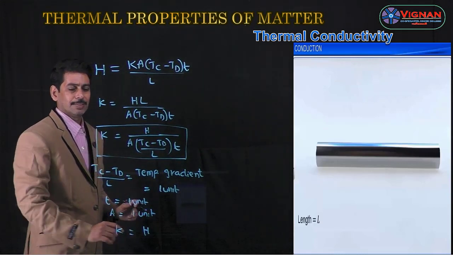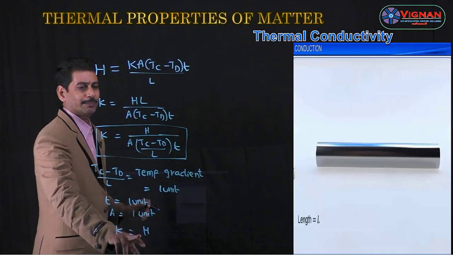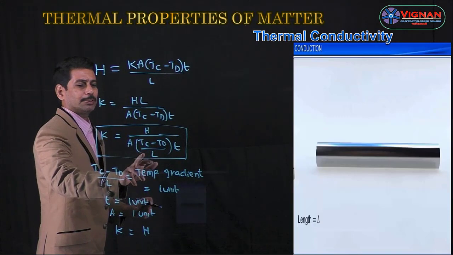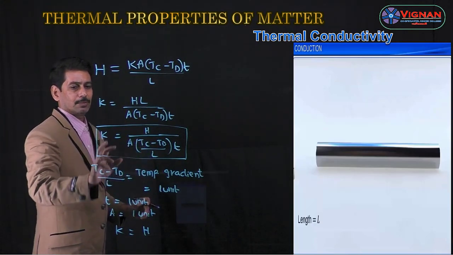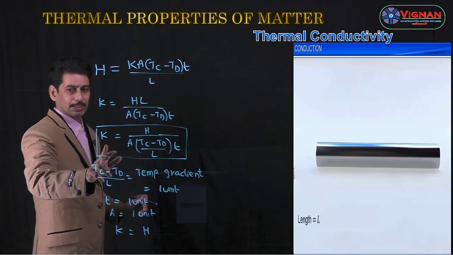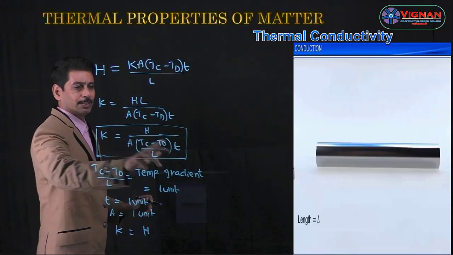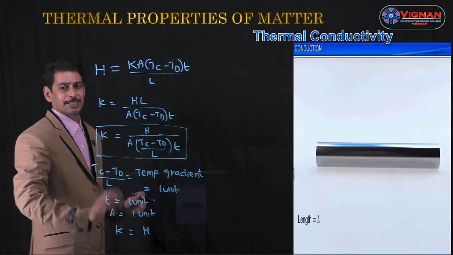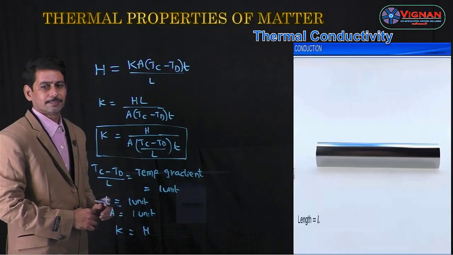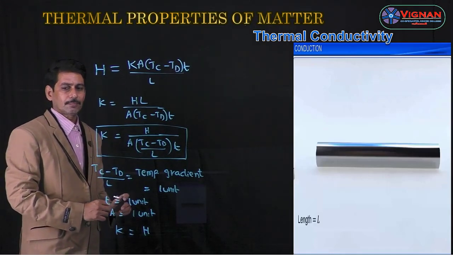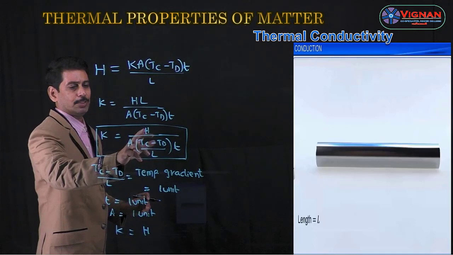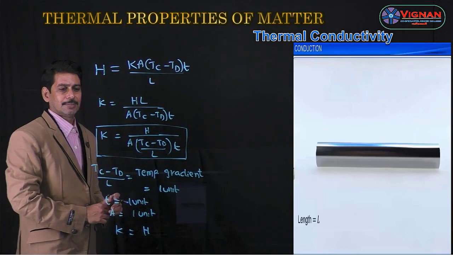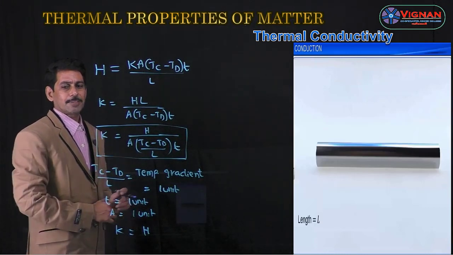The coefficient of thermal conductivity is defined as the amount of heat energy flowing per second per unit area per unit temperature gradient between its layers. That is the definition of K.